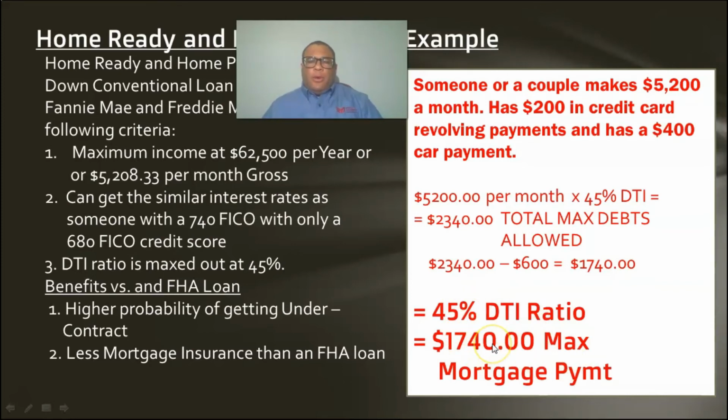So that $1,740 maximum mortgage payment equates to around, if $1,850 equates to $325,000 and $1,650 is about $280,000, then that's going to be about a $300,000 to $305,000 house. But if you wanted to go all the way up to $2,340, you would have to have no car payment, no debts of any kind, and then you could do the house.